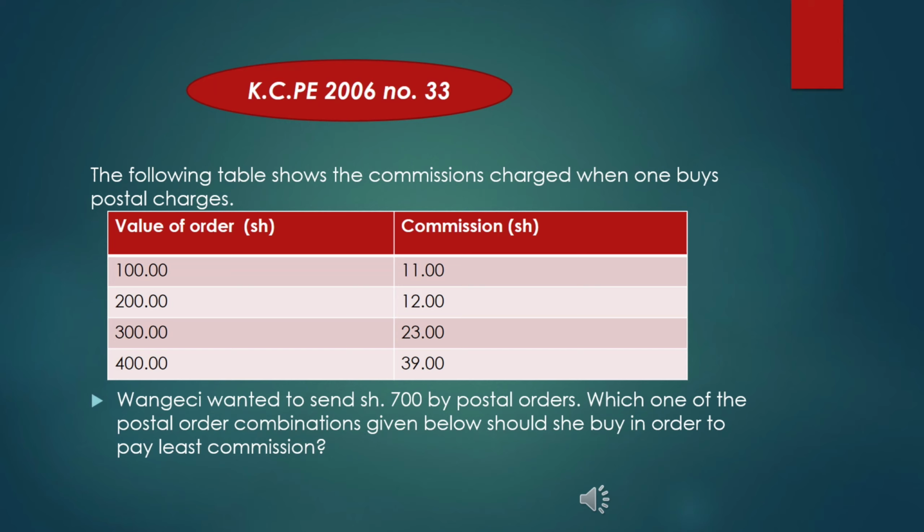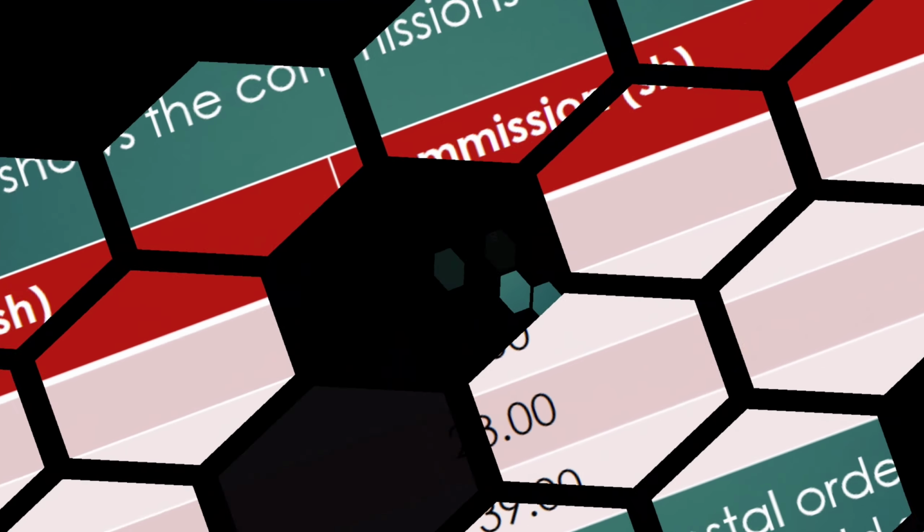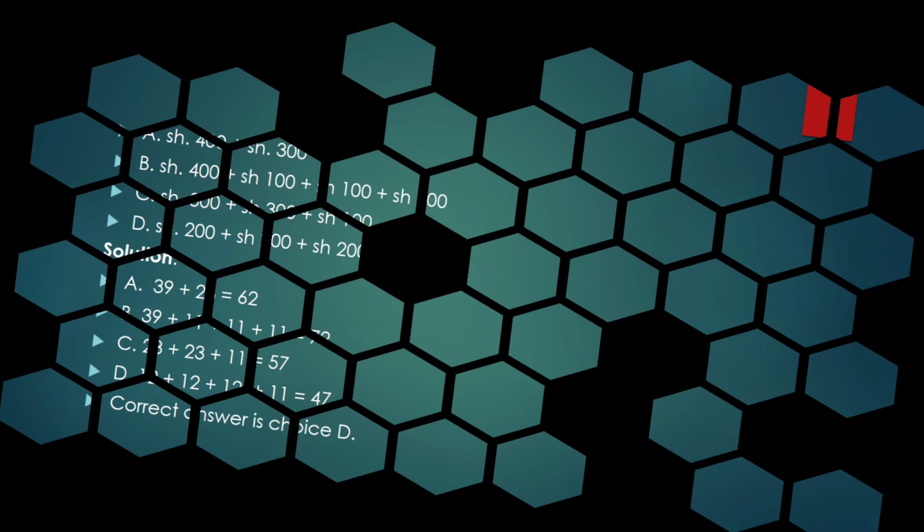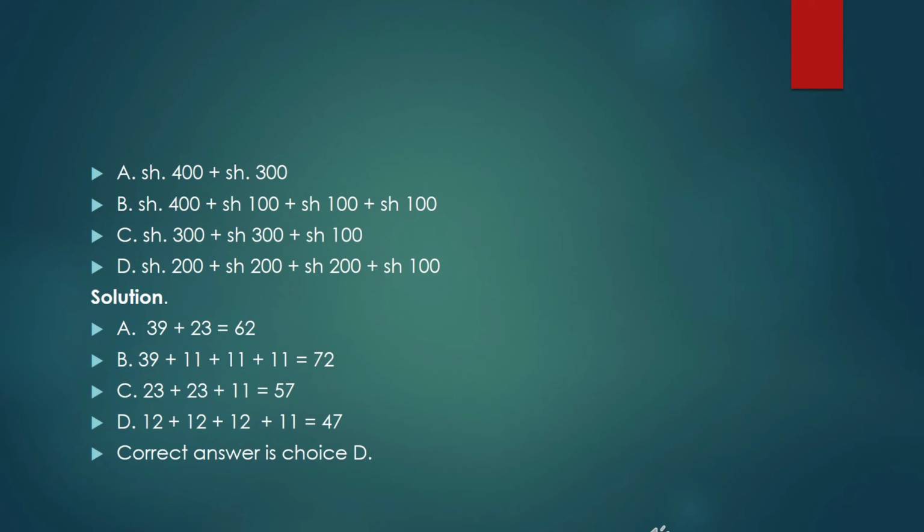So they are advising us to look for the combinations that will give us the least commission. You are going to use the choices given to find the combination that will give you the least commission. So let's get started with the choices. Choice A is saying if she sends 400 and 300, remember all these combinations must amount to 700, but in different combinations.